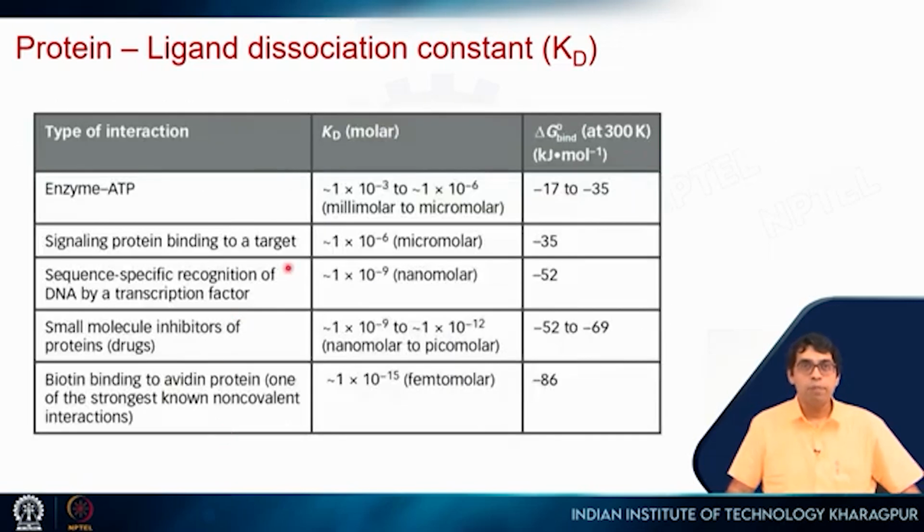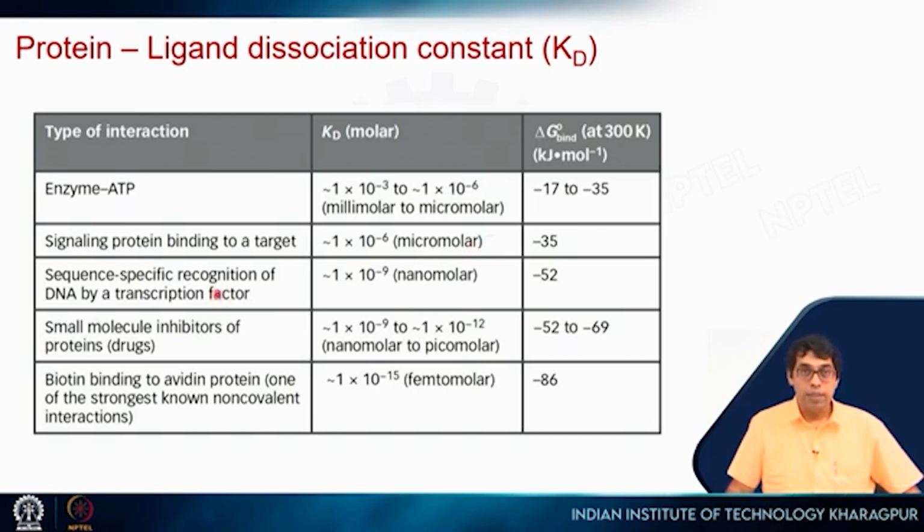So, here are some typical values. Enzyme substrate. This is enzyme ATP, but you can think of it as enzyme substrate. Enzyme substrate interactions are typically in the millimolar to micromolar range, and the KD values will be in this range. Signaling protein, we will see one example of a signaling protein today. They are in the micromolar, or they can also be quite tighter than that. So, they will be in the micromolar range.